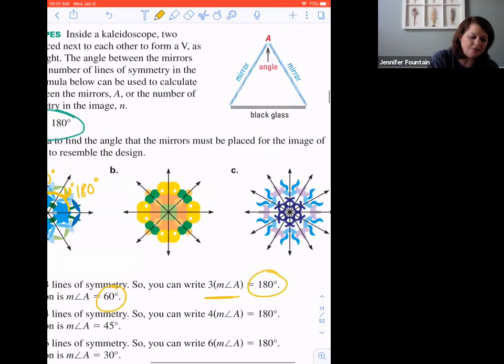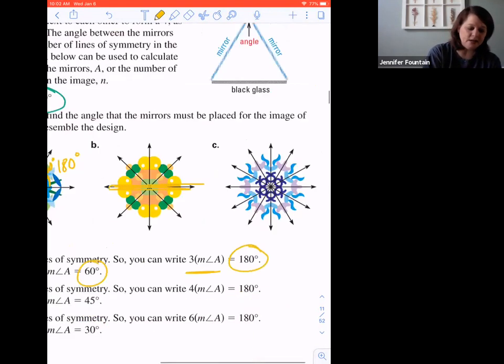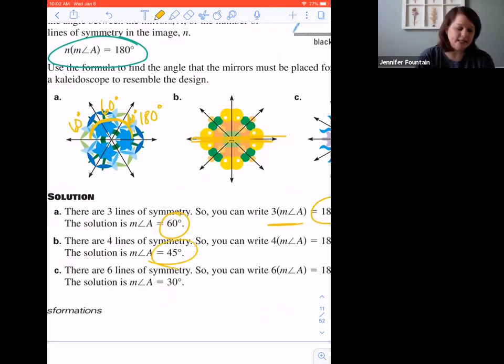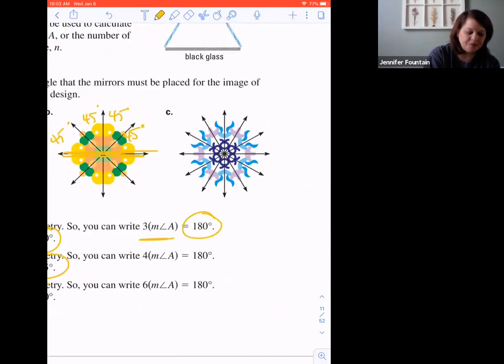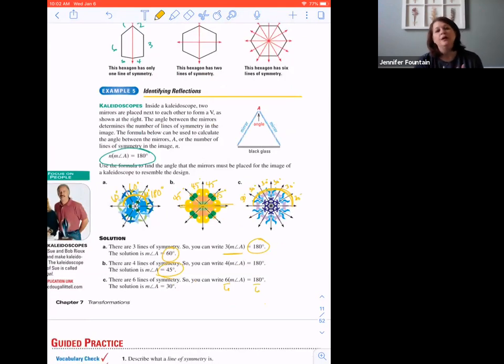Okay. On here, I've got 4 lines of symmetry. Again, I've still got my 180 degrees, but it's broken into 4 parts. So 180 divided by 4 is 45 degrees. So I can see that this is 45, 45, 45, 45. And then finally, letter C, I've got 6 that make up that 180 degrees. Divide by 6, I can see that I've got 30 degrees, 30 degrees, 30 degrees, 30 degrees, 30 degrees, 30 degrees. Any questions on that? So basically, by looking at my lines of symmetry, depending on the number of lines, I can figure out what each of those angle measures are.